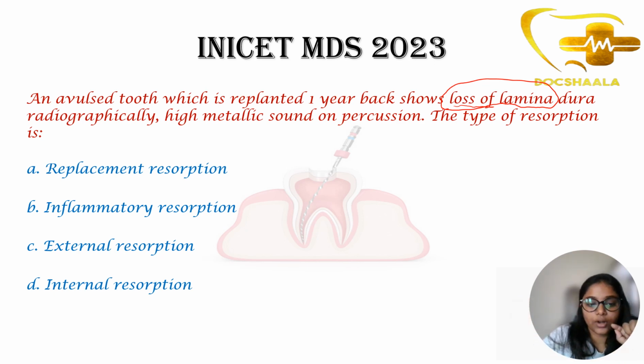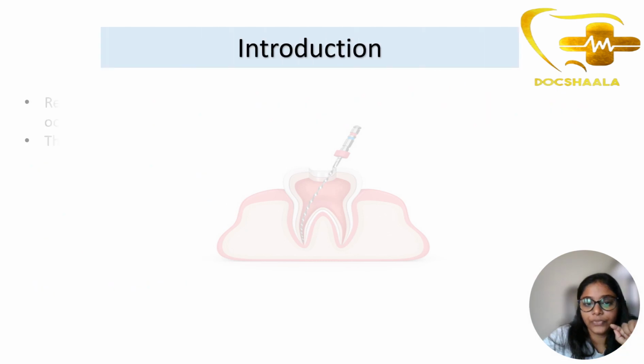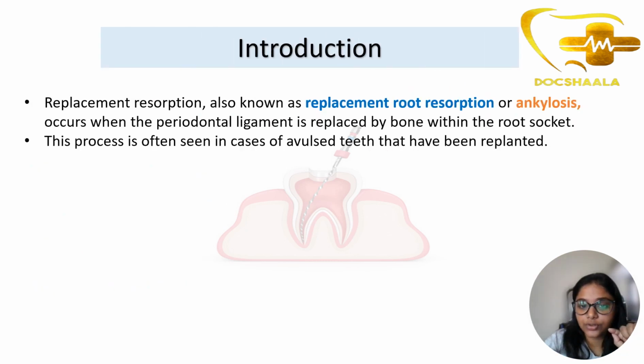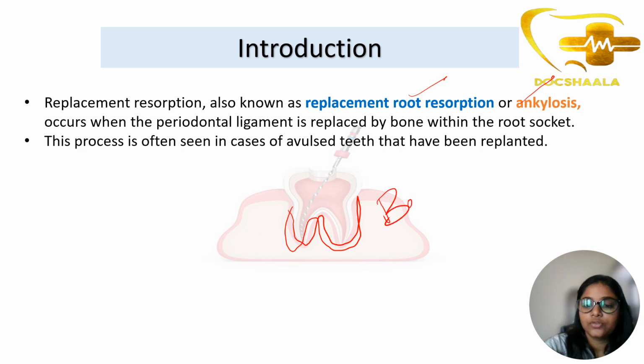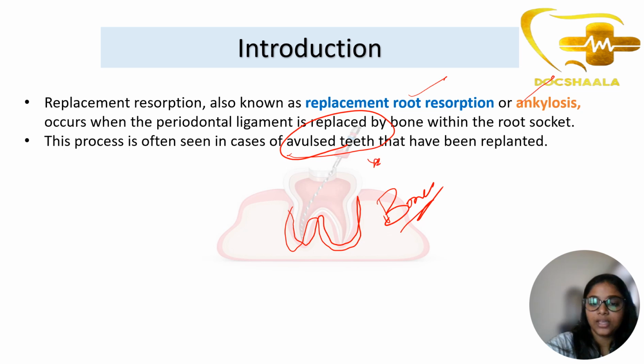So let's see what replacement resorption is. Replacement resorption, also known as replacement root resorption or ankylosis of the tooth, occurs when the periodontal ligament is replaced by bone within the root socket. You can see this is the periodontal ligament, and this will be replaced by bone. When this is replaced by bone, it is called replacement resorption. This is often seen in avulsed teeth. These are the key points you have to remember.